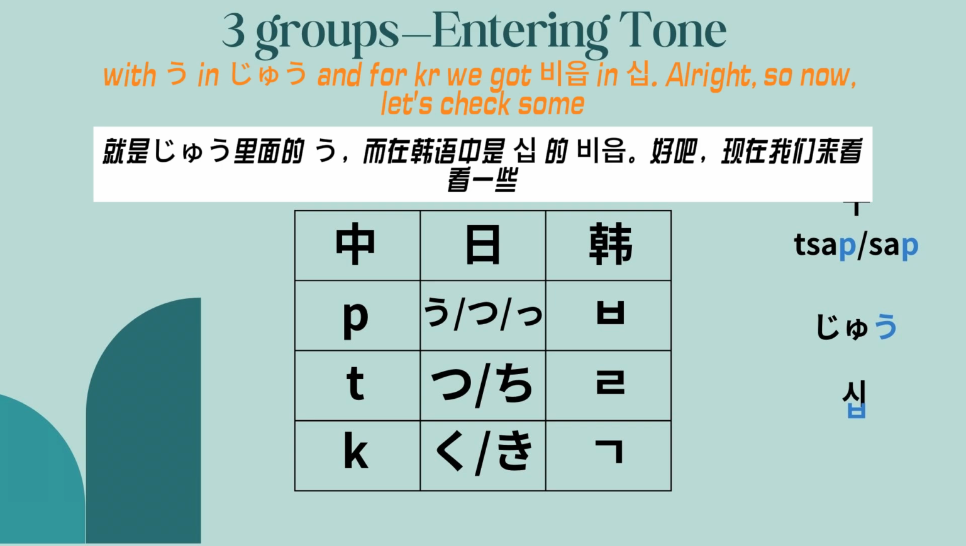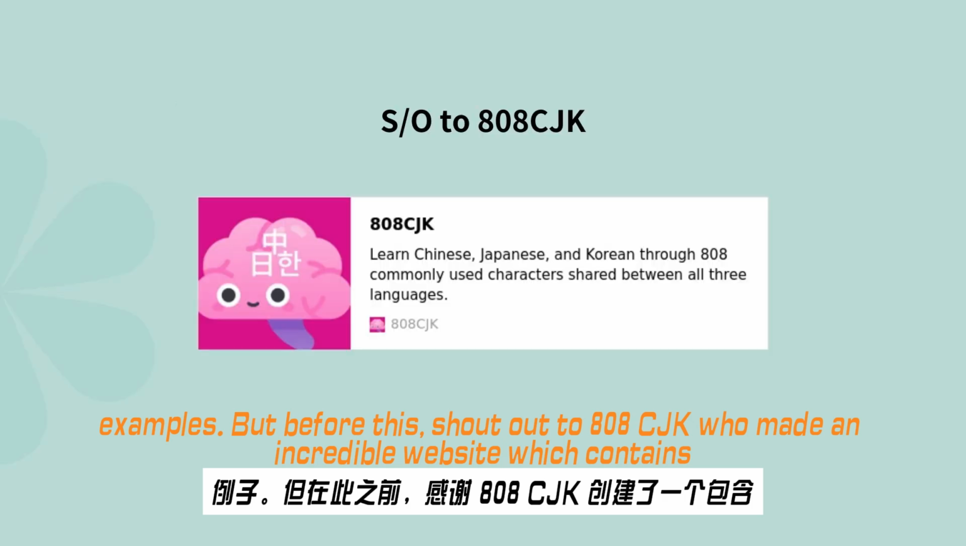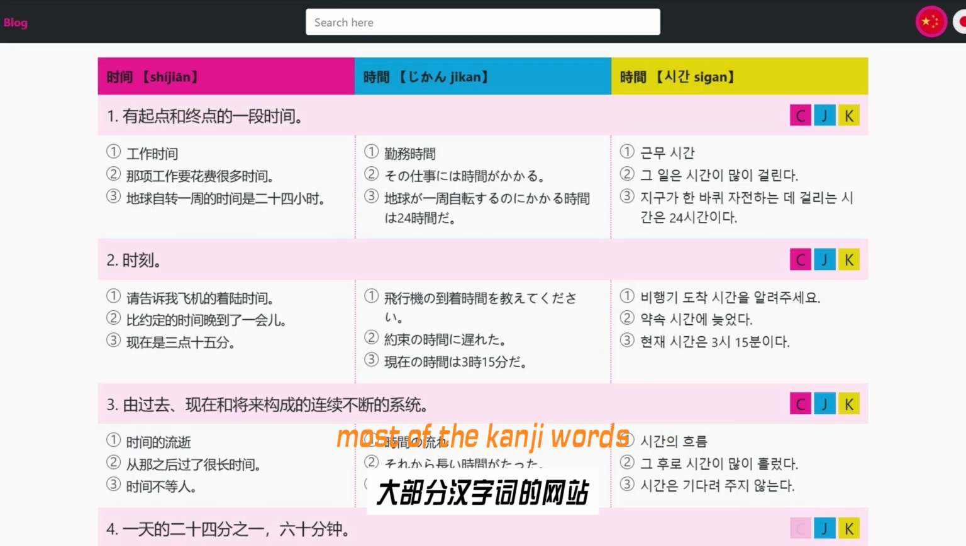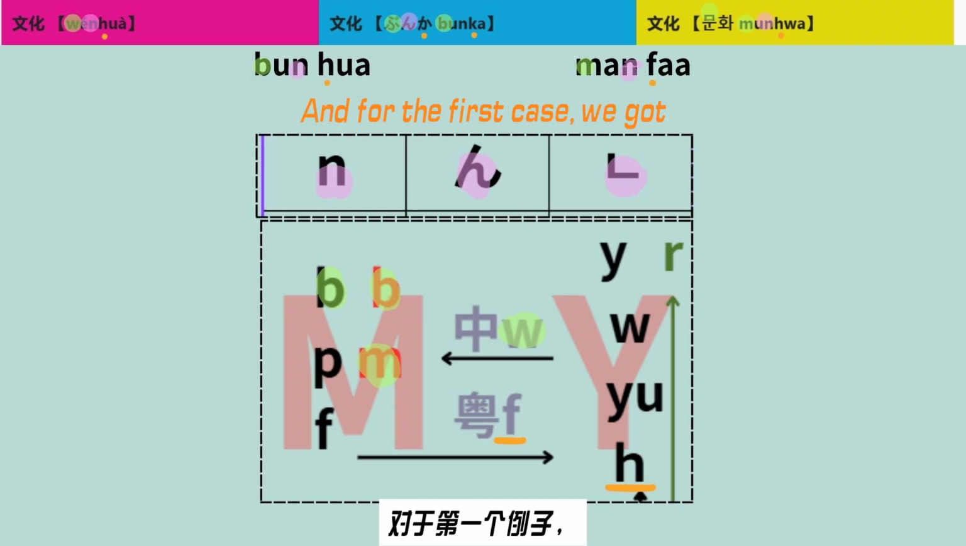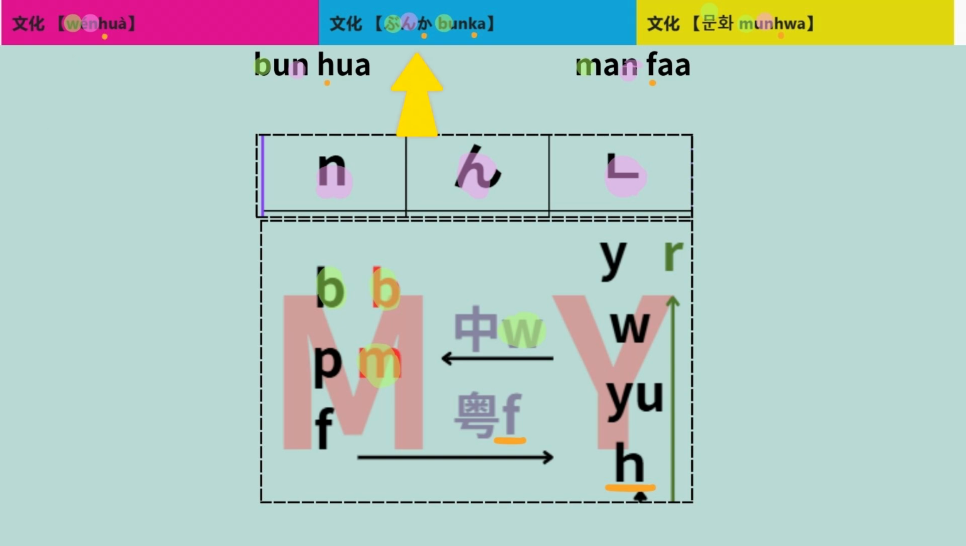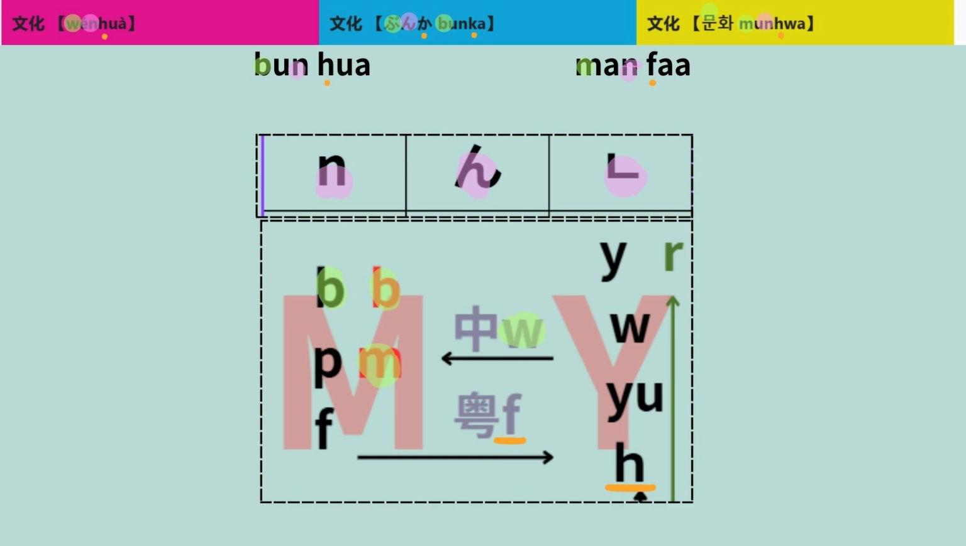Alright, so now let's check some examples. But before this, shout out to 808 CJK who made an incredible website which contains most of the kanji words. Merci, gracias, thank you. And for the first case, we got 文化, 文化, 文化. And don't forget the Taiwanese 文化 and Cantonese 文化.